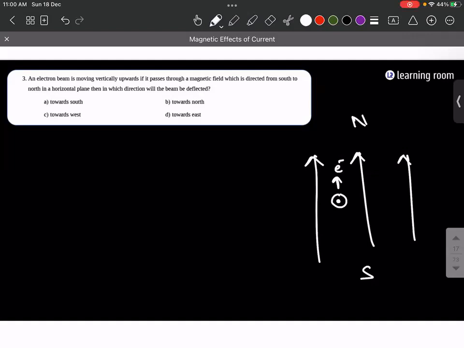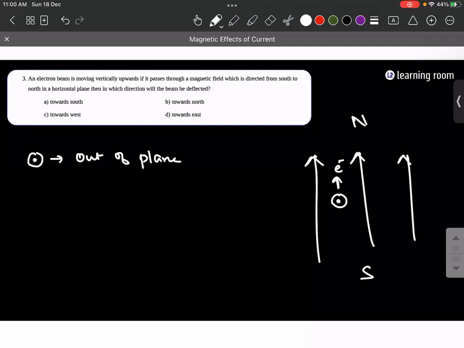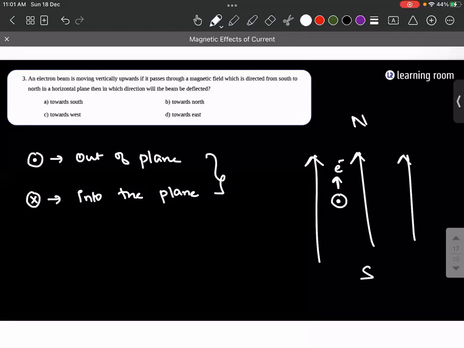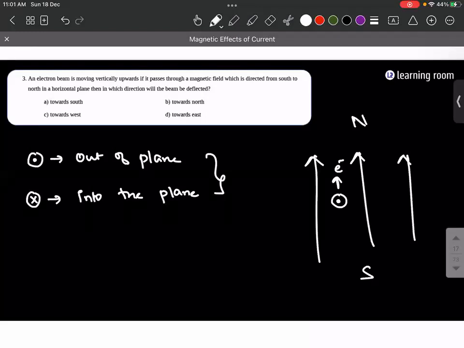Forget that experiment. So listen, you know this fact that a dot with a circle around it says that it is out of plane. Do you guys know this? Yes, sir. A cross with a circle mark around it shows into the plane. Right? So here if you read, an electron beam is moving vertically upwards through a magnetic field which is directed from south to north in a horizontal plane. Then in which direction will the beam be deflected?